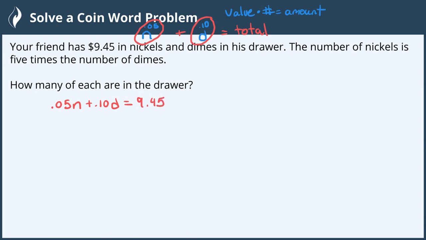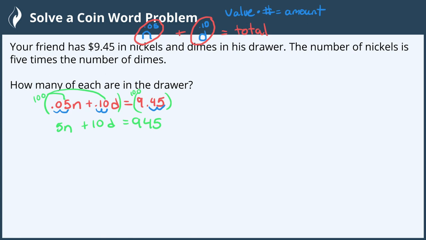Dealing with decimals can sometimes be messy, so let's go ahead and get rid of them by multiplying both sides by 100. On the left side, we'll multiply with the distributive property, which makes the first one 5n, because multiplying by a multiple of 10 moves the decimal place the same number of zeros. So it'll move 2 place values here, and 2 place values here, and 2 place values here. So we end up with 5n plus 10d equals 945.